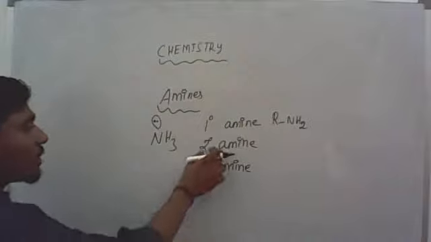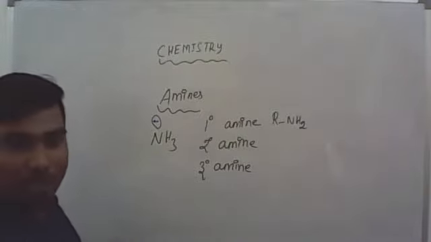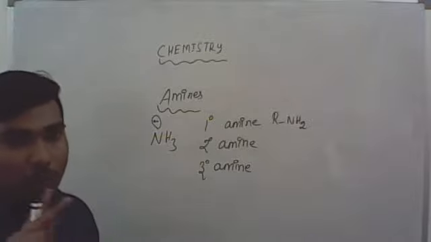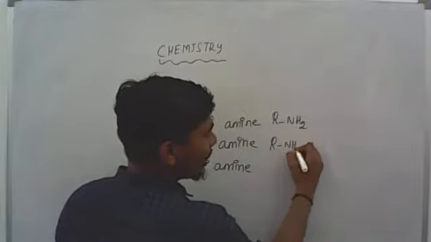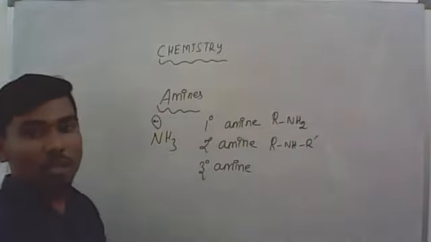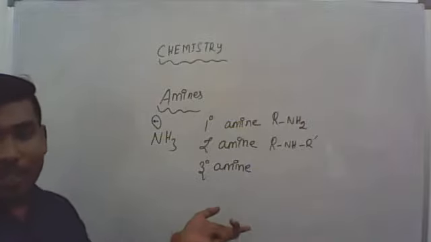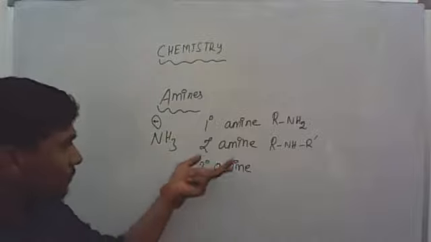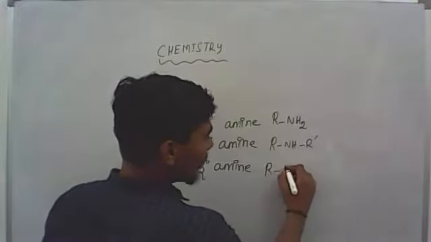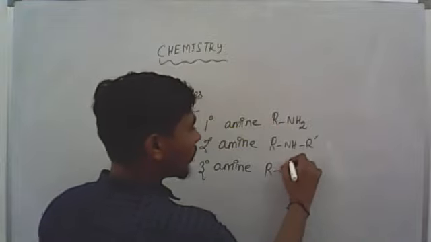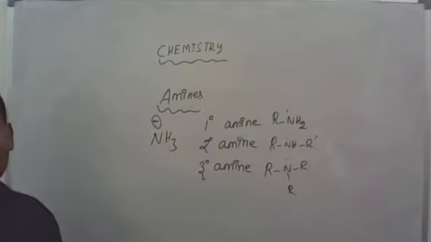Then secondary amine. How do we get a secondary amine? By the replacement of two hydrogens with alkyl or aryl groups. Two alkyl or aryl groups, we get a secondary amine. See here, R NH R dash. This is an example of a secondary amine. And tertiary amine: all three hydrogen atoms are replaced by three alkyl groups, we get a tertiary amine. See here, R N R R. These are examples of primary, secondary, and tertiary amines.